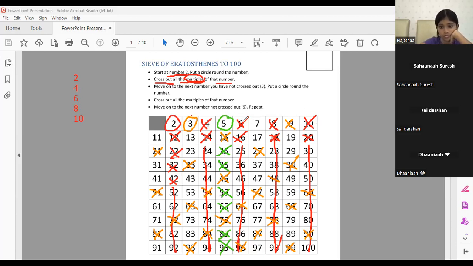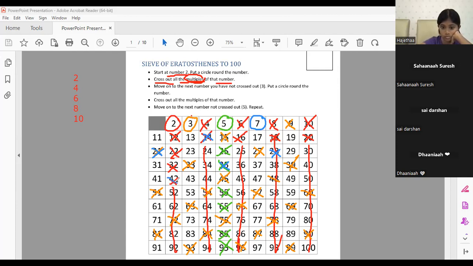We're not going to do 6, it is already crossed out. We will go to 7. So, you know your times table 7. Let's start. 7, and then 14, 14 crossed out. Then 21, then 28, 35. All of these have been crossed out.